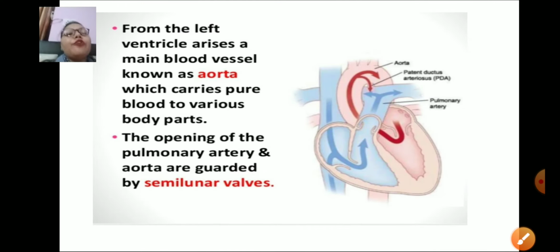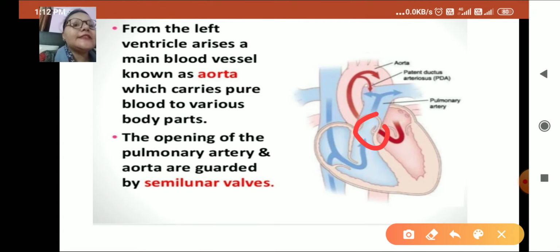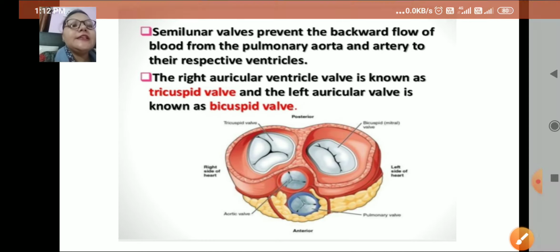Next, from the left ventricle arises the main aorta that I have told you. It carries the pure blood. The opening of the pulmonary artery is guarded by a valve that is named as a semilunar valve.